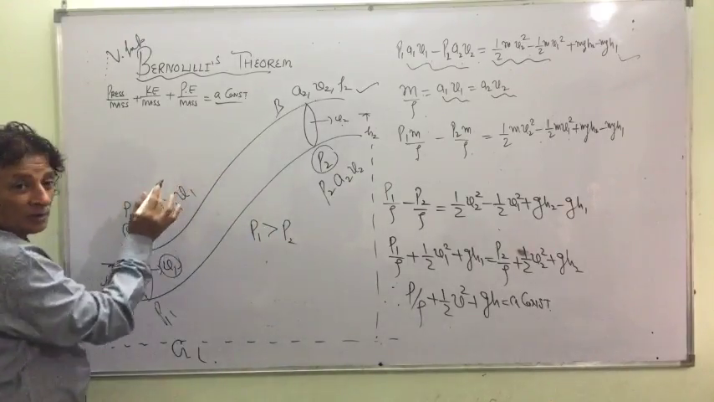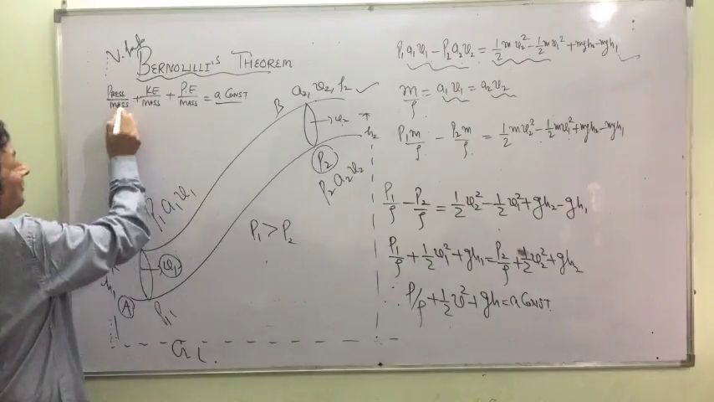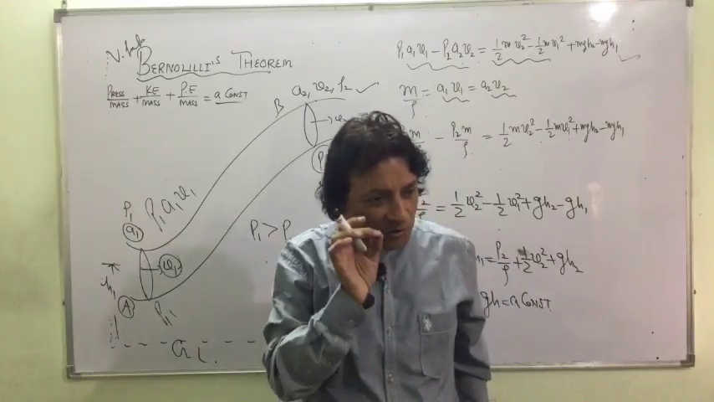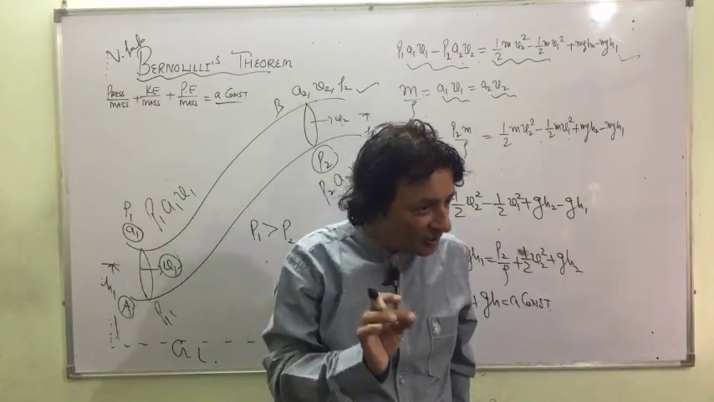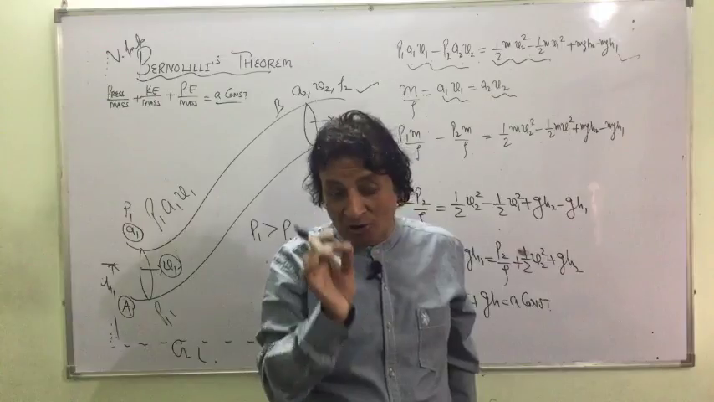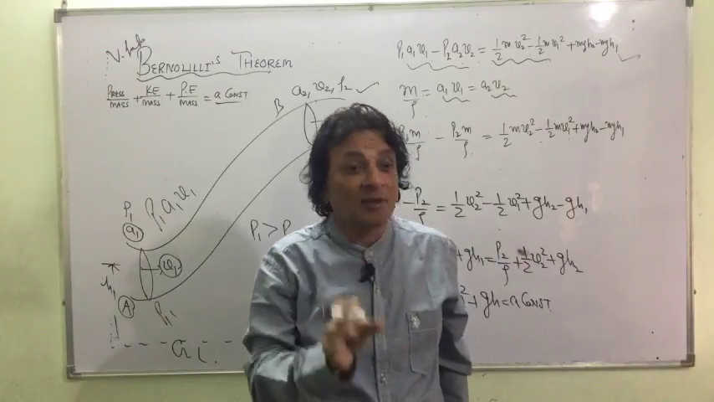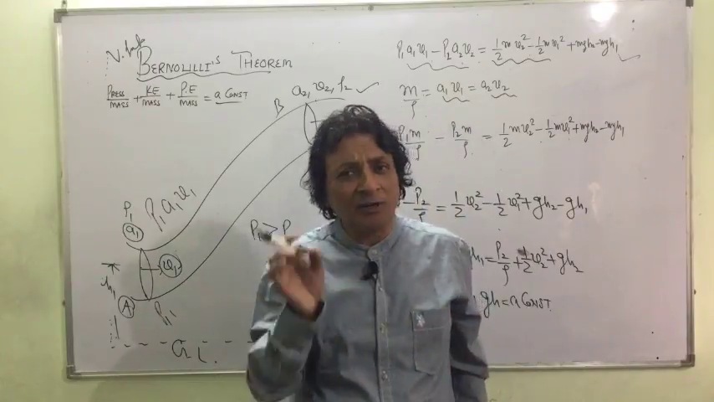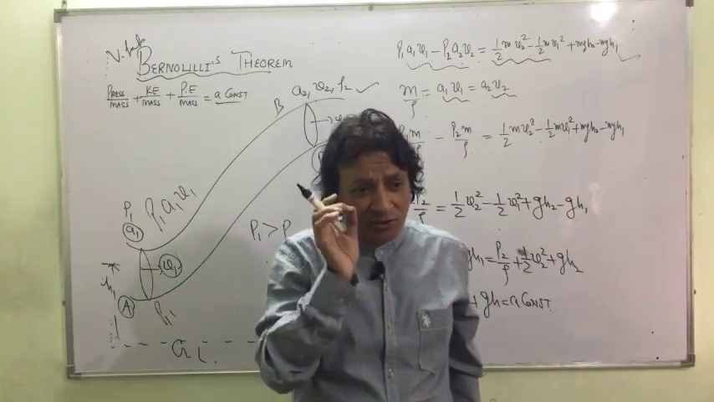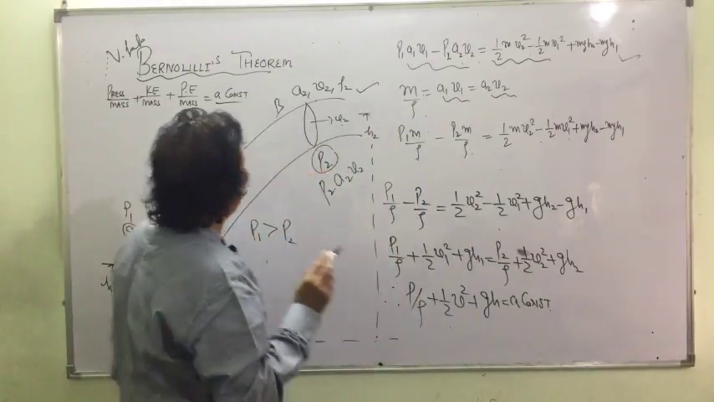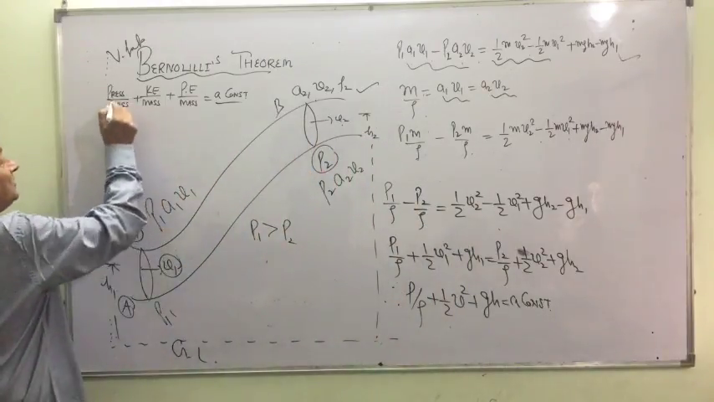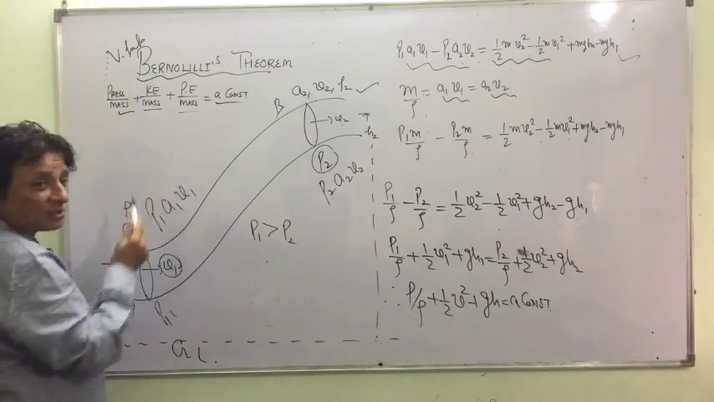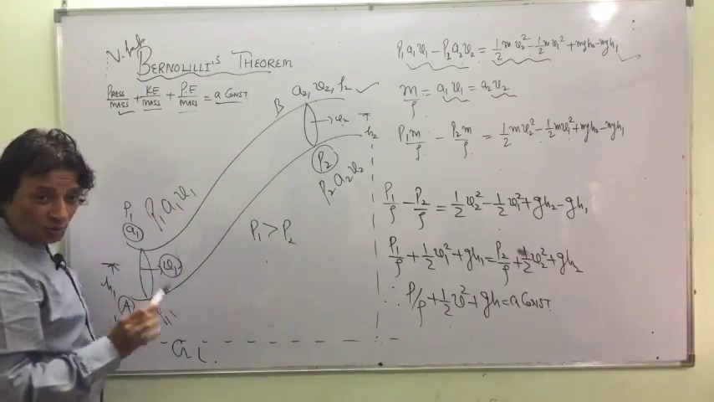Bernoulli's theorem. Bernoulli's theorem states that for an ideal liquid, which is an ideal liquid? Number one, which is not compressible; number two, which is non-viscous; number three, streamline. An ideal liquid is incompressible, non-viscous, streamline, right? For an ideal liquid, pressure energy per unit mass, kinetic energy per unit mass, and potential energy per unit mass is always constant.